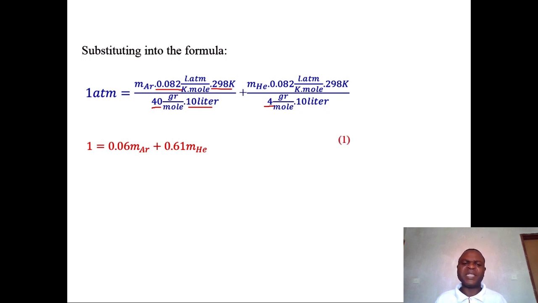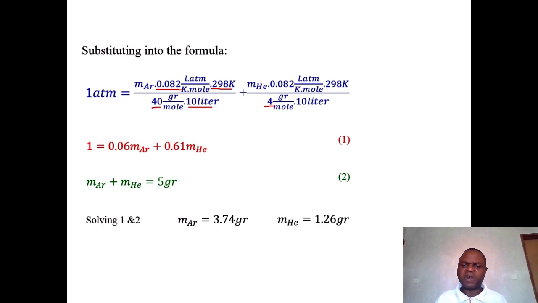Then after getting equation number 1, we also know we are given that the mass of argon plus the mass of helium is 5 grams. And we can now have equation number 2. These are two simultaneous equations which we can easily solve. And through solving them, we get the mass of argon is 3.74 grams. Then the mass of helium is 1.26 grams.